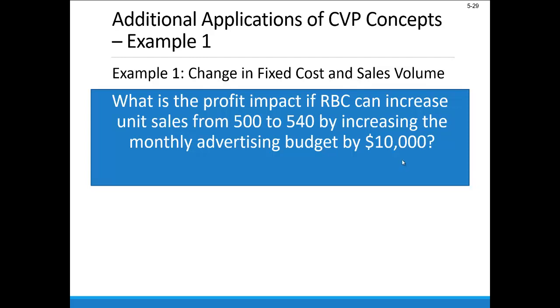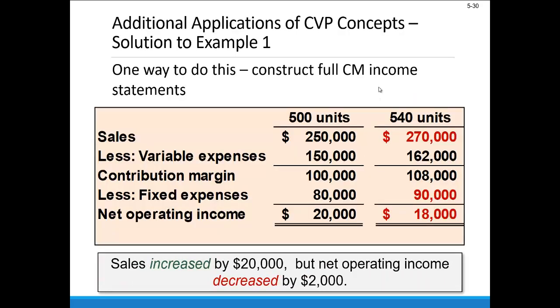And they think if they do that, they'll increase sales from 500 bikes to 540. And the question is, what's the profit impact if we do that? Is it worth it for us to spend $10,000 in advertising to potentially increase sales by 40 bikes? Well, the first way we could do this is to construct full contribution margin income statements at those two sales levels. So 500 bikes, 540 bikes.